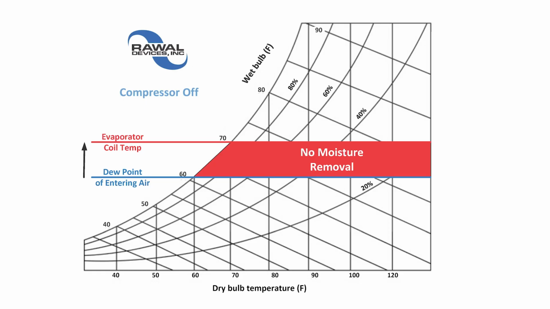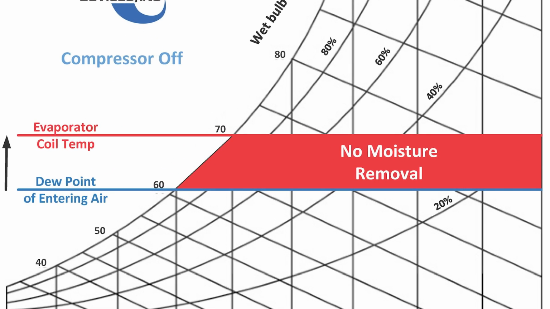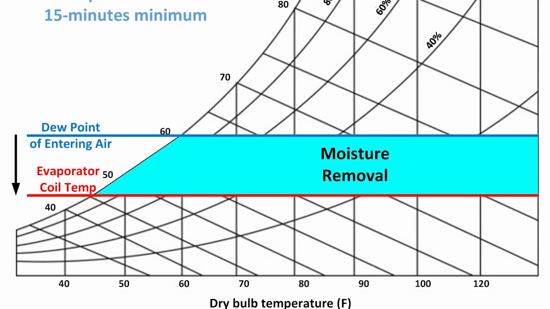When the compressor shuts off, the evaporator coil becomes warmer than the dew point of the air going across the coil and is unable to remove any moisture. In order to lower the relative humidity in the space, we need the compressor on and the evaporator coil cooler than the dew point of the air going across the coil. It's all about runtime of the compressor and temperature of the coil and preventing the short cycling.